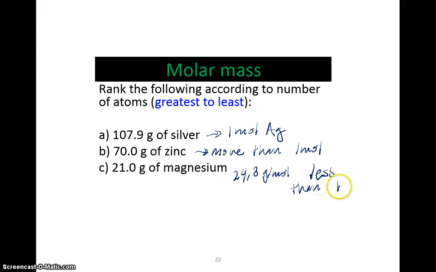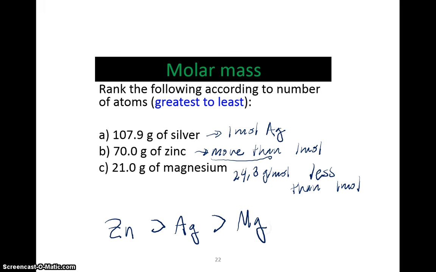So if we rank these from greatest to least, it's going to go more than 1 mole: zinc is greater than silver, which is 1 mole, which is greater than magnesium. Okay? You should always think about when you're solving problems that you don't need to do math on every single problem if you can avoid it. In this case, just by comparing the numbers to the molar mass, we could determine if we had more or less than a mole, so we could rank them based on that.